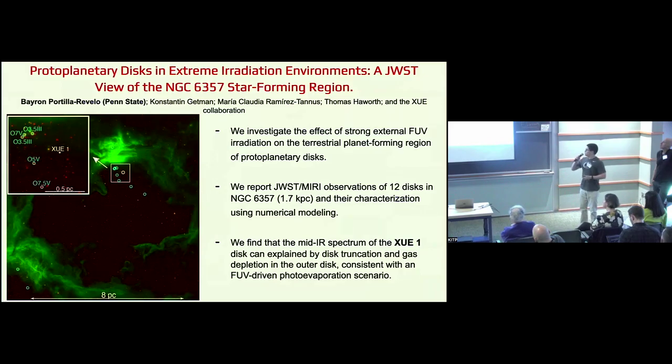So we perform numerical modeling to study a subset of these disks, and in particular, the one that my poster is about is the XUE1 disk, which is the disk indicated by the white circle in the image, which you can see is basically surrounded by at least 5 O-type stars within 0.5 parsecs. We find that the mid-infrared spectrum of that disk can be explained by disk truncation and gas depletion beyond 10 AU, which is consistent with an FUV-driven photoevaporation scenario.